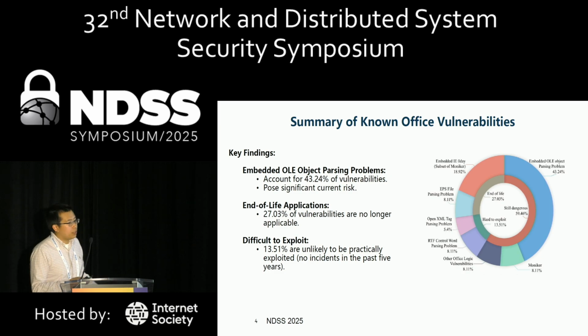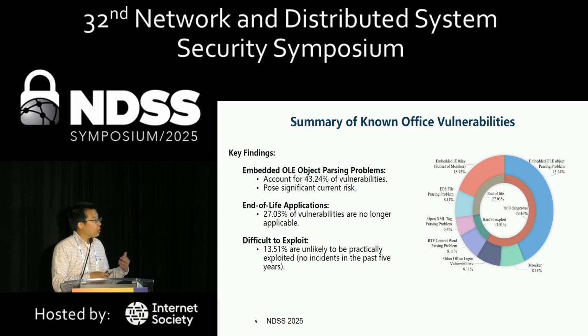To better understand how these mechanisms may be exploited in this work, the authors summarized the CVEs they collected and identified 7 types of vulnerability. Here, there are three major findings. First, for most of the vulnerabilities, they come from embedded OLE object parsing problems, which accounts for about 43%.